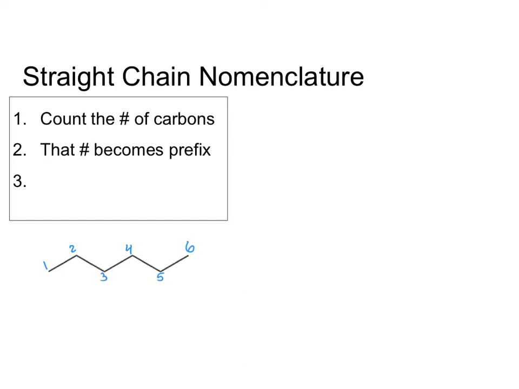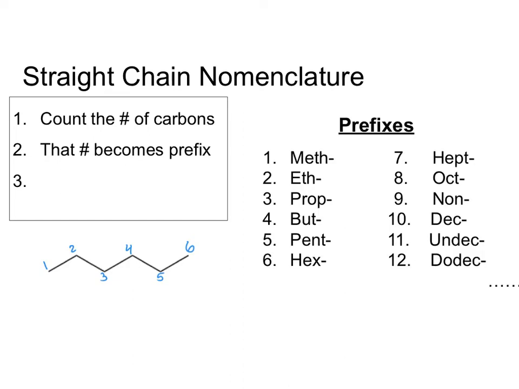And so there's a set of prefixes that you do need to know and start to commit to memory, mostly just up to 10. So meth being 1, eth being 2, prop being 3, but being 4, and then onwards up to 10. And so that becomes the prefix of our name. So because this straight chain molecule has 6 carbons, our prefix would be hex. And then lastly, you're going to add ane onto the end as a suffix to indicate that this is an alkane. So this molecule would be called hexane.